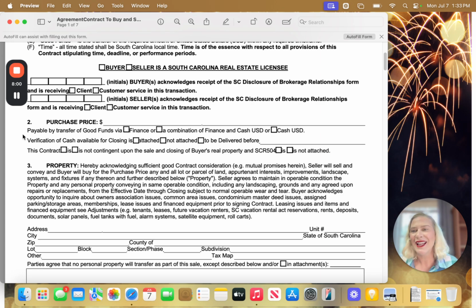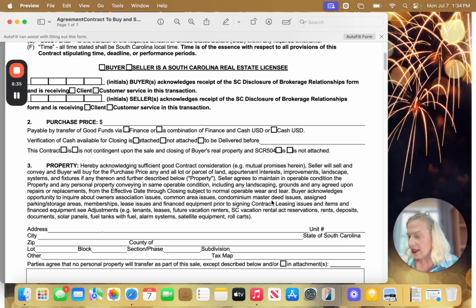All right, item 3, we're going to talk about property. Not much has changed in here. It just talks about the seller will convey the property, the buyer will purchase it for purchase price, to include the land, the improvements, the landscape. It does say that the seller agrees to maintain in operable condition the home, and any personal property that has been listed will also remain in operable condition, to include any landscaping grounds, subject to wear and tear.